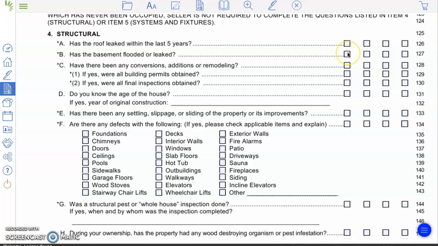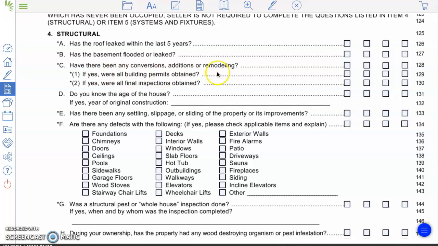Pretty straightforward. Basement flooded or leaked. Again, if you don't have a basement, you can just write not applicable. Any conversions, additions, or remodeling. So a lot of times, people are like, oh, I replaced my countertops. So you kind of just have to decide how you want to answer these questions.